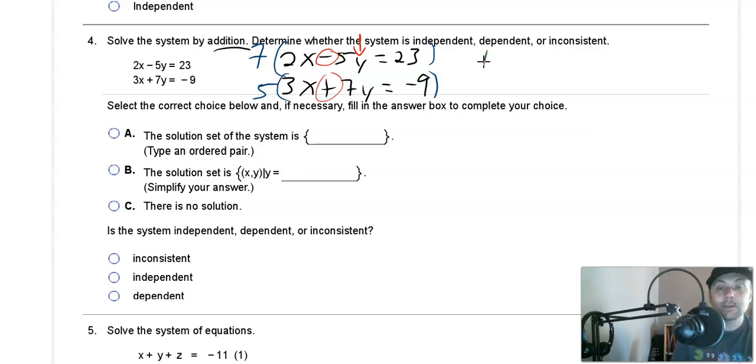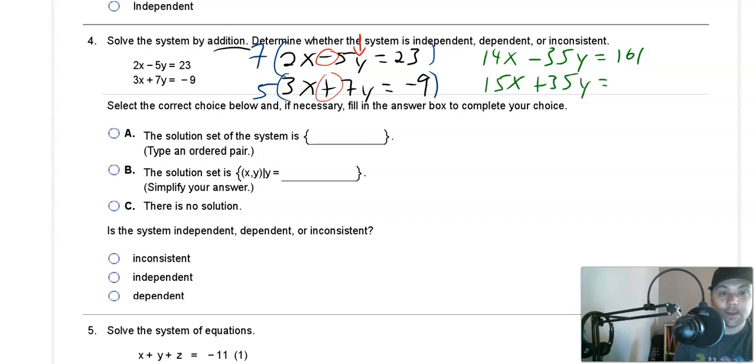What I end up getting here is 14x minus 35y equals 7 times 23, which would be, I think, 161. Hopefully, we'll see. If this doesn't work out nice, I'll go back and confirm these calculations, but pretty sure that's right. And the bottom one will be 15x plus 35y equals negative 45. All right. So now, when I add these equations together, the y's will cancel out. So now I'm ready to go ahead and add these together.